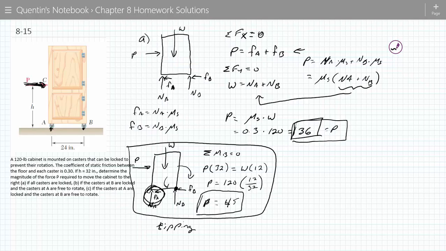And so we don't have to do this over and over. We just have to look at that once and say, therefore, it's good. Okay, so that is part A, if all casters are locked. What about part B? If the casters at B are locked and the casters at A are free to rotate. In other words, front brakes, right?